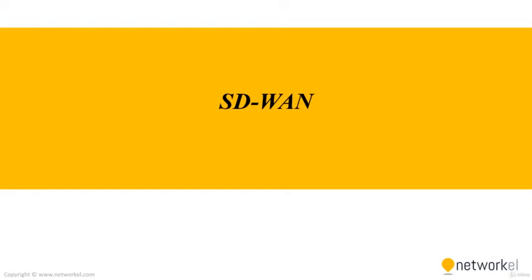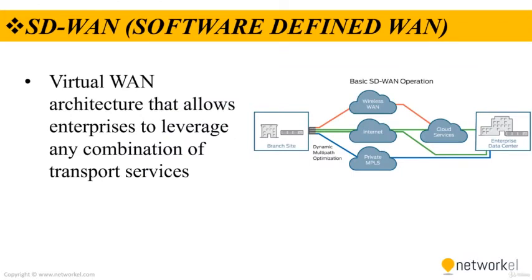In this section, we will talk about SD-WAN. A software-defined wide area network, SD-WAN, is a virtual WAN architecture that allows enterprises to leverage any combination of transport services, including MPLS, LTE, and broadband internet services to securely connect users to applications.